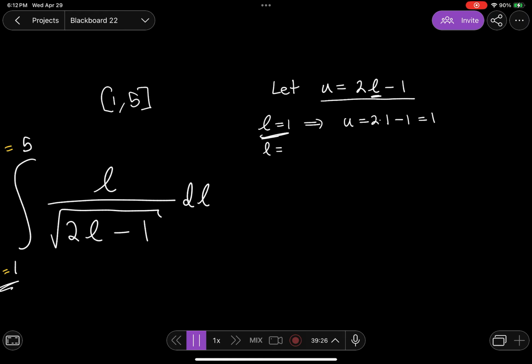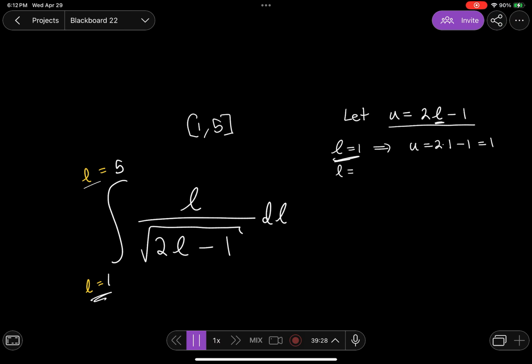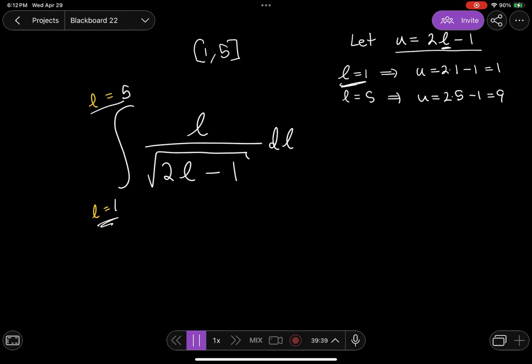If L is equal to this other bound, L is equal to 5, that implies that u is equal to 2 times 5 minus 1, which is, of course, equal to 9. So that's really important. When I make my substitution and figure out all of these other pieces, I have to switch my bounds of integration, all right? So here, let me color this a little bit differently. Here's my L equals 1, L equals 5, and I want to change these perhaps to green. But I have more work to do, right?